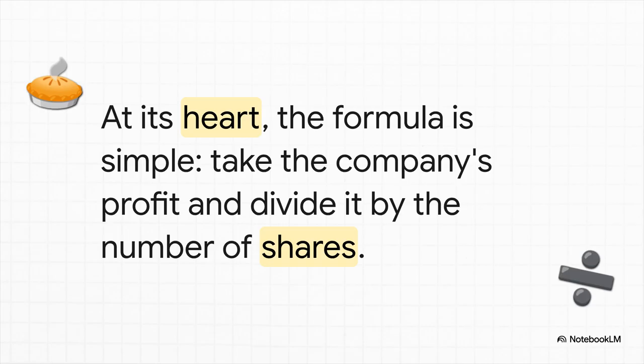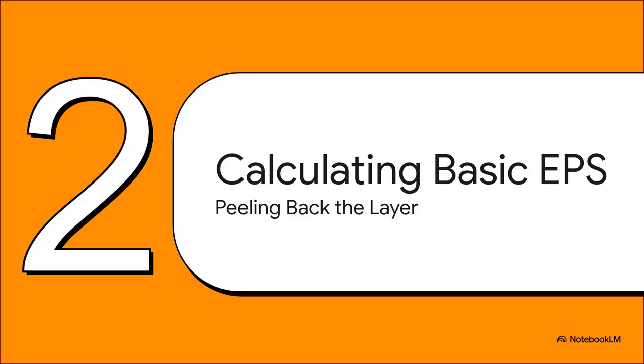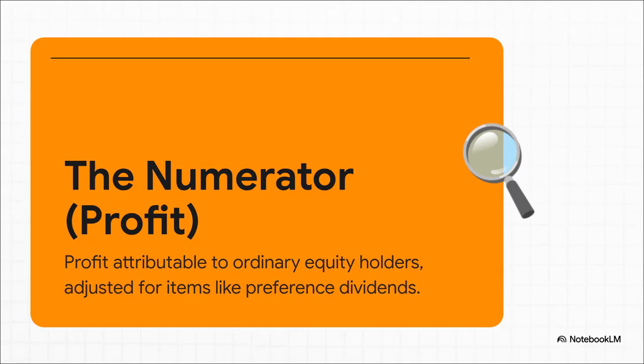And IAS 33 is very specific about what we count as profit and what we count as shares. And that's where it gets really interesting. So let's peel back that first layer. To make sure investors can actually compare one company to another, IAS 33 lays out some really strict rules. It gives us precise definitions for both the top and bottom of that fraction, all to make sure we're comparing apples to apples.